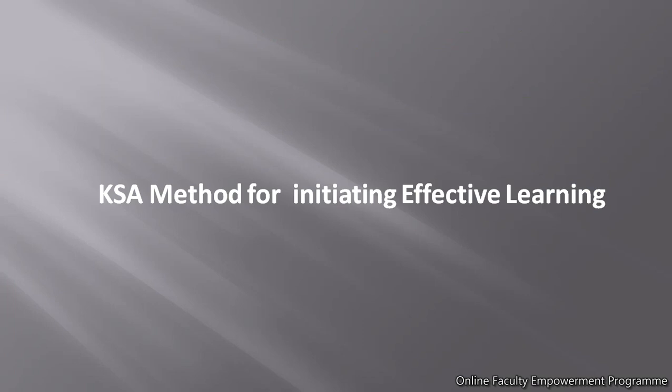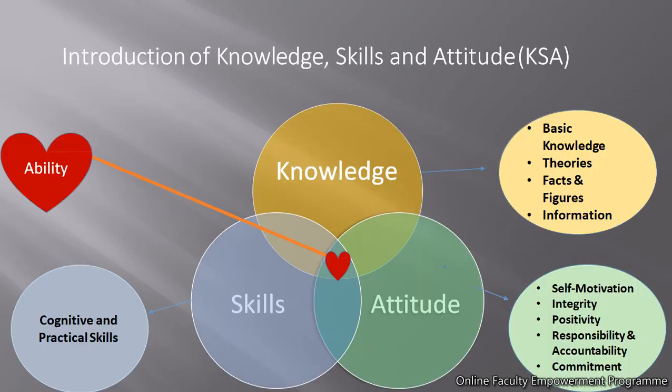For the effective learning mechanism, some academicians will suggest the KSA method or KSA model: knowledge, skills, attitude. Self-motivation, positivity, responsibility, that will come under the attitude of a person.